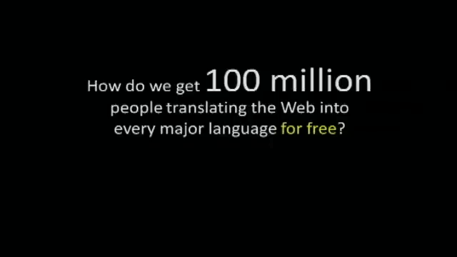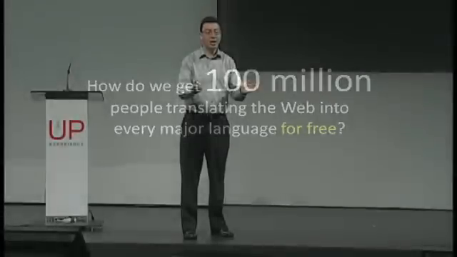So here's the thing. The web right now is partitioned into different languages. A very large fraction of it is in English. If you don't know English, you can't access it. But it's not just the parts in English, a very large fraction of it is in different languages, and if you don't know those languages, you can't access it. So I would like to be able to translate all of the web, or if not most of the web, to every major language for free.